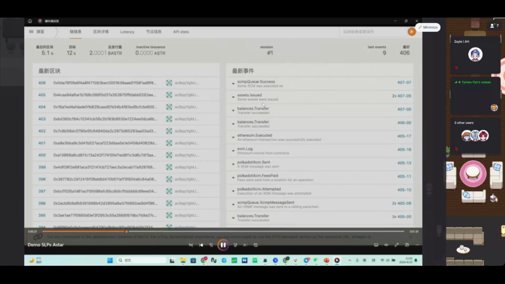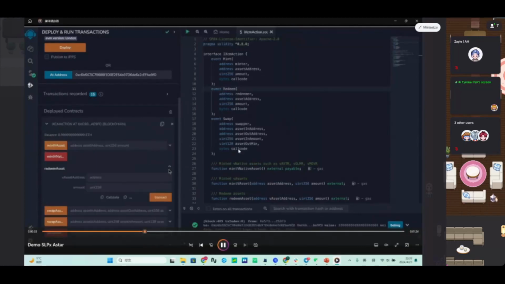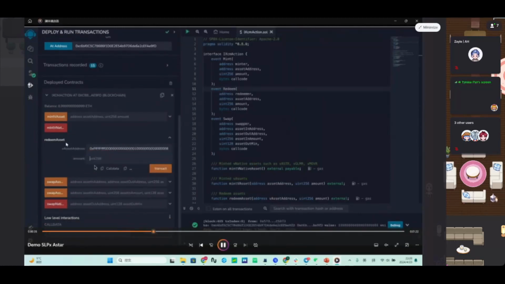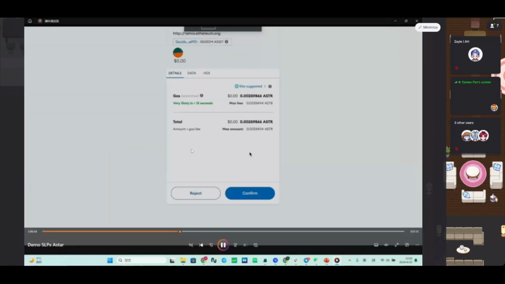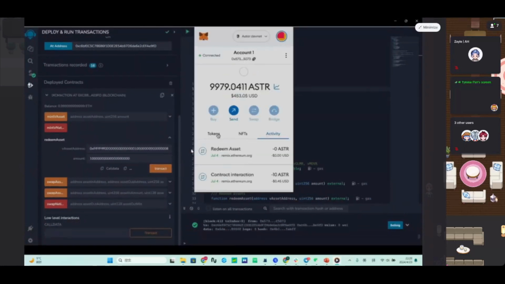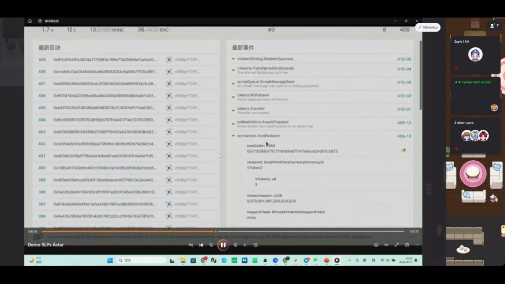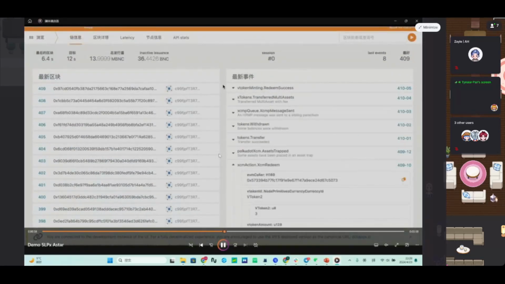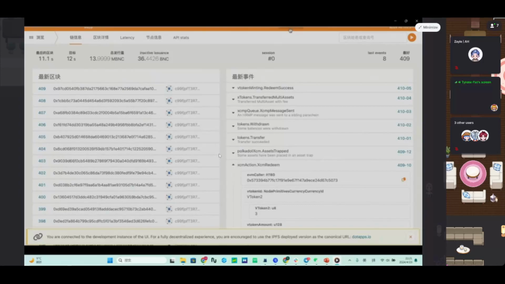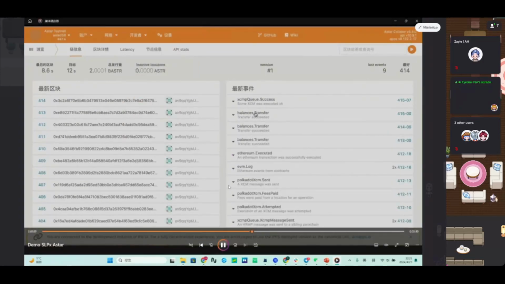I see that the asset has already been issued, and we check the balance in our wallet. So you see 10 VAstar added in my balance, and right now it's redeemed. It's redeemed 10 VAstar to Astar. Okay, you'll see 10 VAstar have been deducted, and my Astar balance has been added.